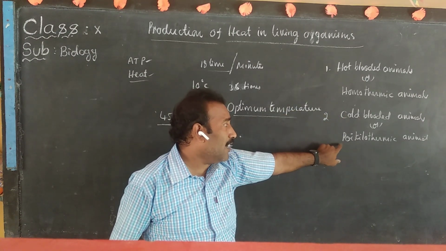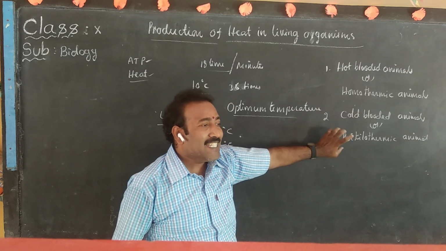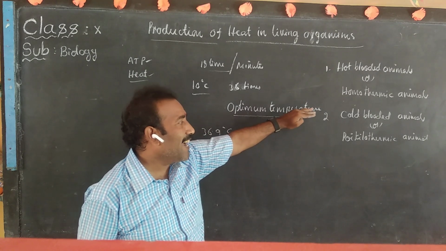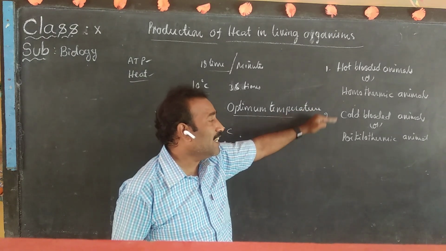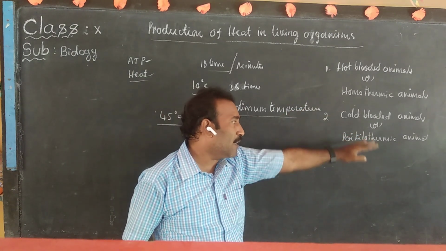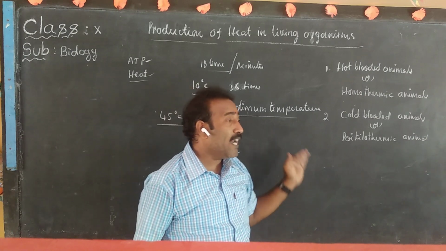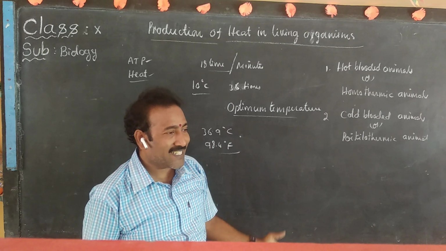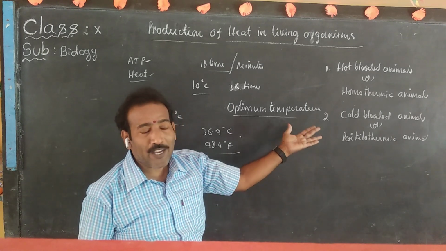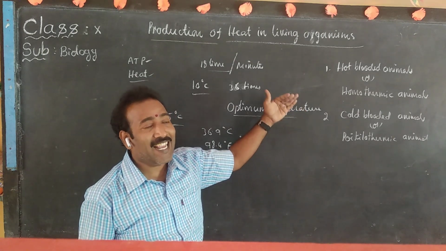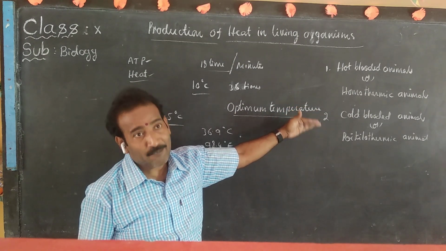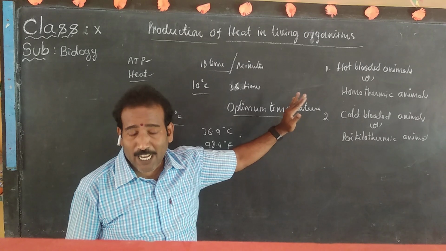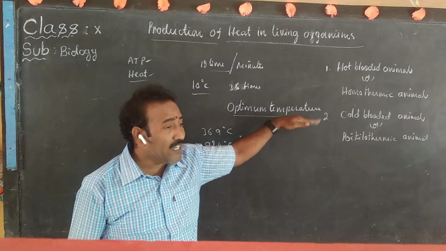Cold-blooded animals are poikilothermic animals. Some animals have no capacity to maintain a constant body temperature, so they are called poikilothermic animals or cold-blooded animals. For example, fishes, amphibians, reptiles have no capacity to maintain a constant body temperature. That's why fishes and reptiles are able to live at low temperature.